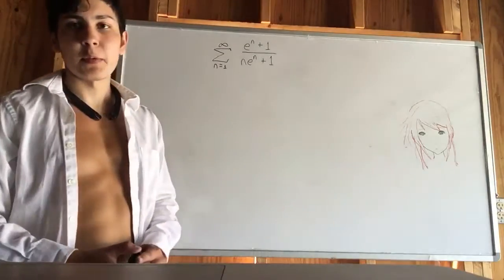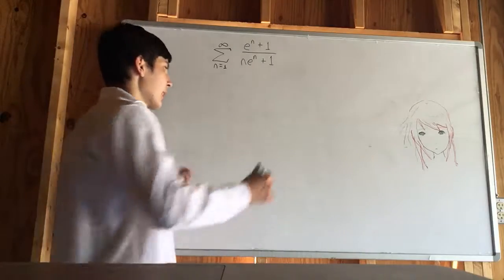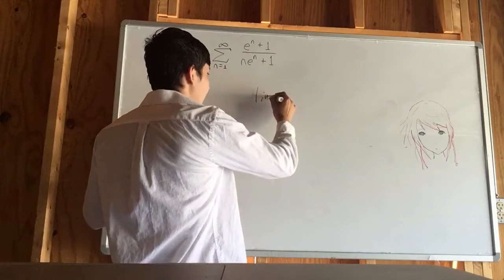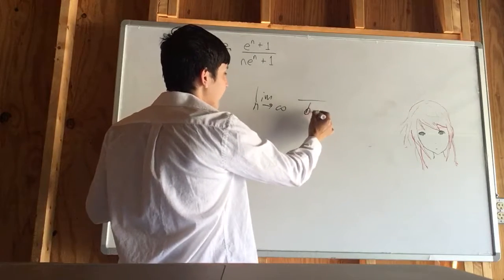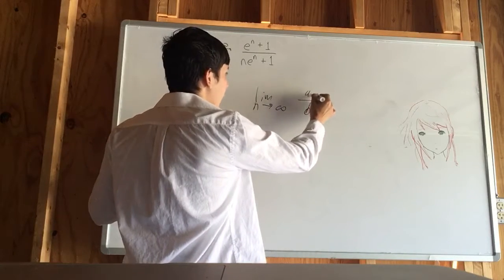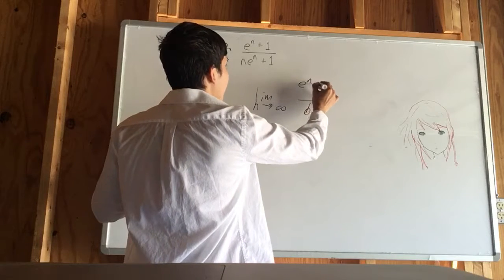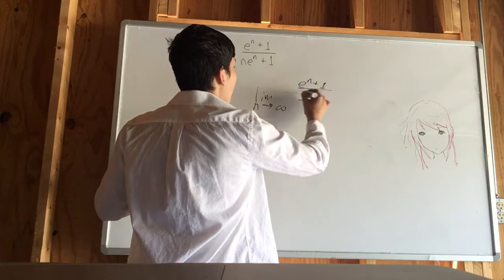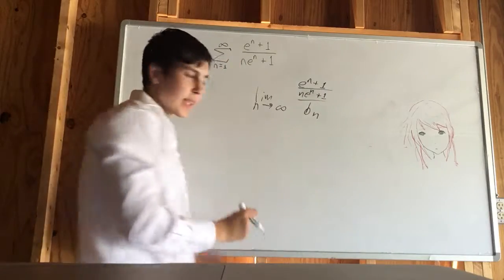Okay, we have a series and we're going to find out if it converges or diverges. So with the limit comparison test, we have the limit as n approaches infinity, we have what we're comparing it to, and we have our original. So let's put our original in here, e to the n plus 1 over n e to the n plus 1. What are we going to compare it to?